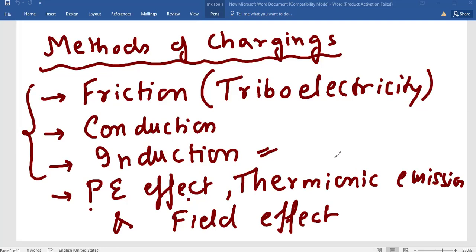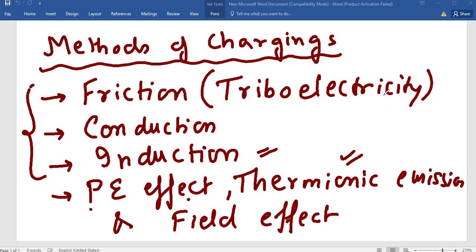Similarly, thermionic emission means we will supply heat. We will heat one metal surface, one metallic body, to that extent that electron will come out of it. So that is also a method of charging. And in field effect, we apply strong electric field. But the last three methods, we are not going to see any further. We will focus on the first three. Okay, please note it down.